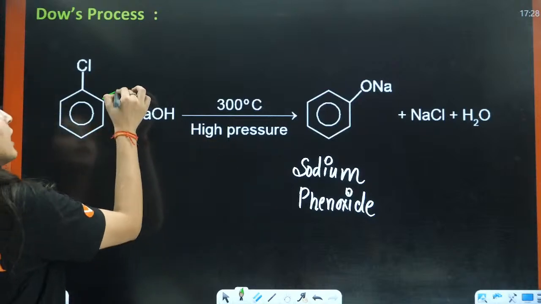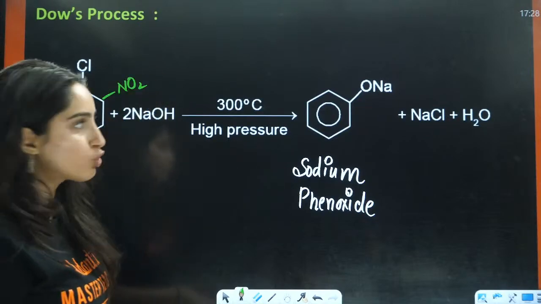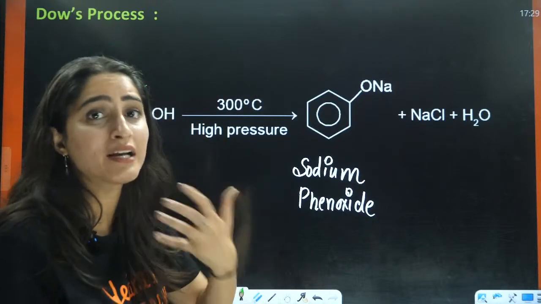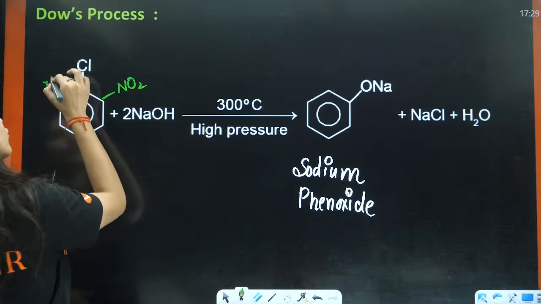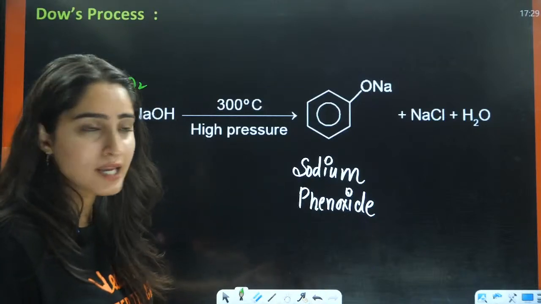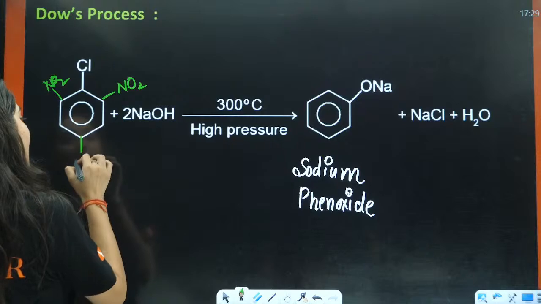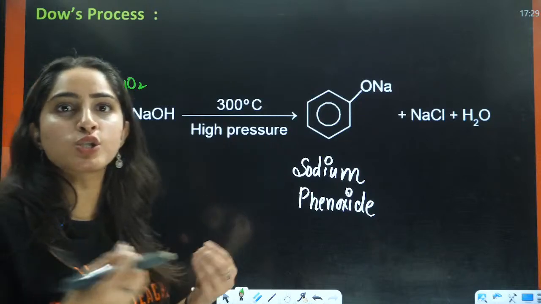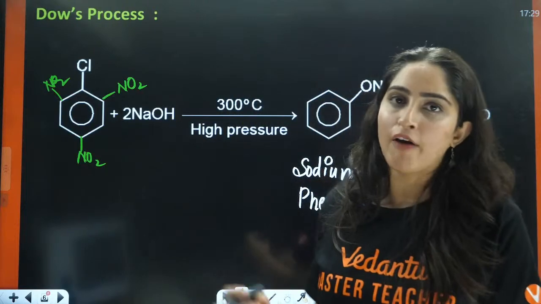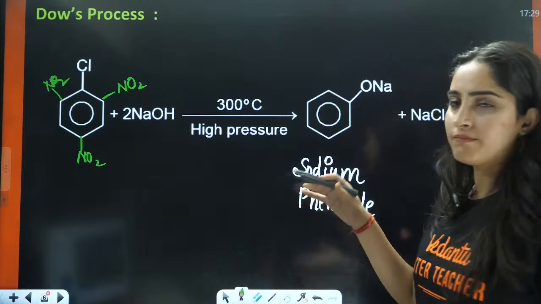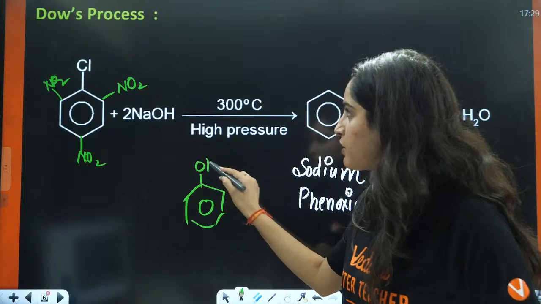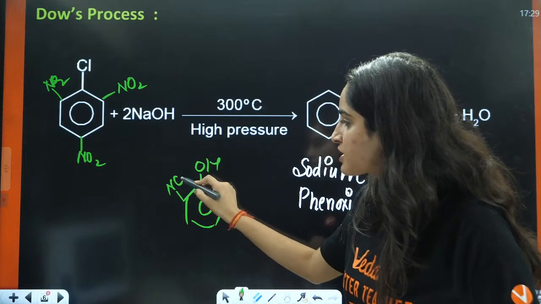But if you have added one NO2 group at the ortho position, the temperature will decrease, right? The pressure will decrease. You need less temperature and less pressure. If you have attached two ortho groups, you need even less temperature, right? And less pressure. Now, if you have attached 3 NO2 groups, maybe you will just warm it, right? Nothing else, you will just warm that mixture and you will have the formation of picric acid, right? Because it will be OH here, rest of the things will stay as it is.